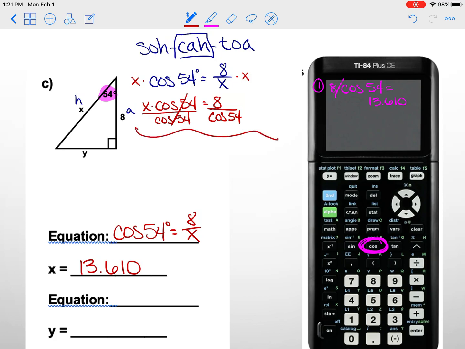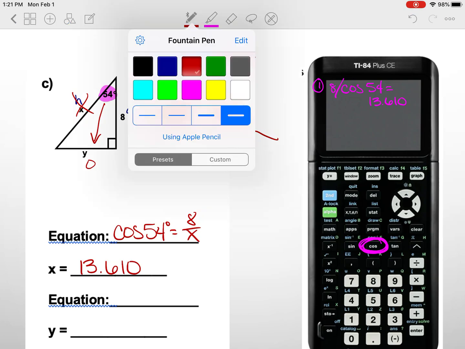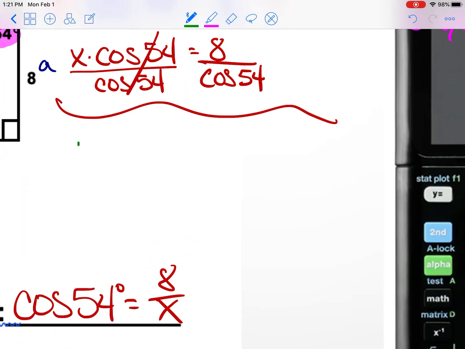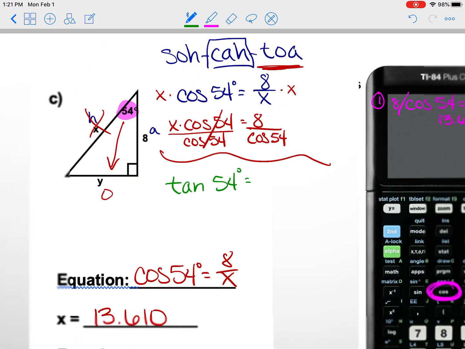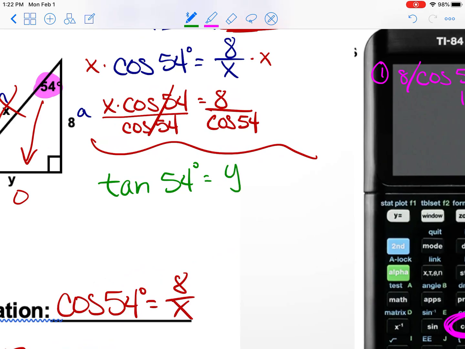Now we want to find the y. Okay, I'm done with the x, sorry. So I don't want to think about that one anymore. I know y is across the 54, so that's my O. Well, now I just have an O and an A, so now I need to use TOA. The T stands for tangent. So my new equation will be a tangent equation. So let me change colors here. So the tangent of 54 equals, and we have O over A, so y over 8.